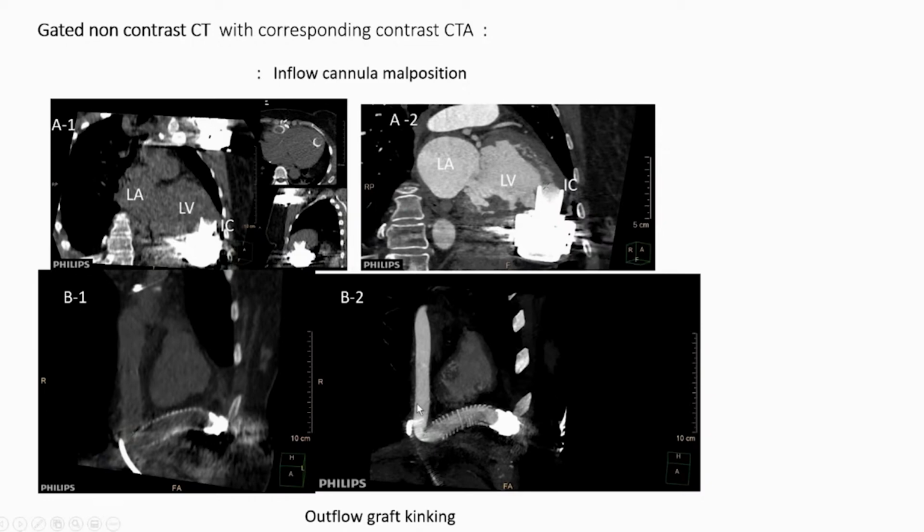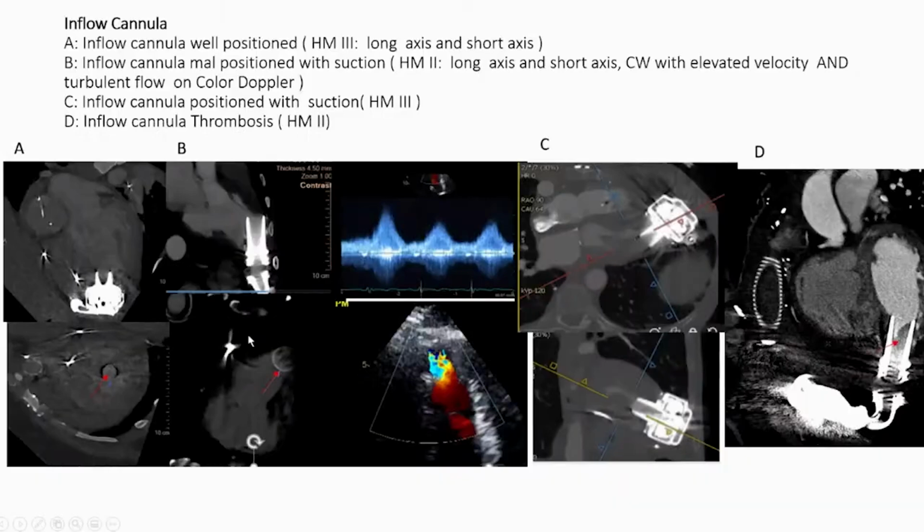So I just want you to remember that if you have a patient where you don't want to give contrast and you want to see gross anatomical structure and position, non-contrast CT sometimes provides the answer. This is just some examples of the cannula position. This is very well placed. You can see it pointed toward mitral inflow.